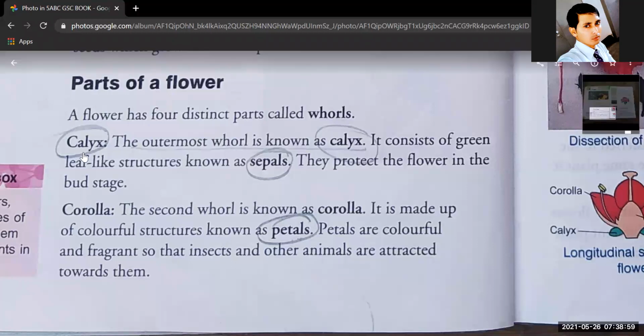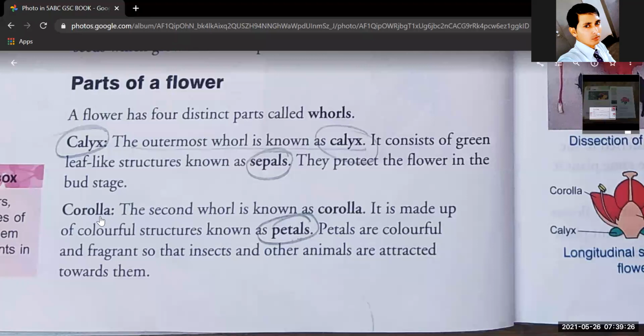Number 1 is calyx. What is calyx? The outermost whorl is known as calyx. The outermost whorl means the topmost, which is on top. It consists of green leaf-like structures known as sepals. They protect the flower in the bud stage.